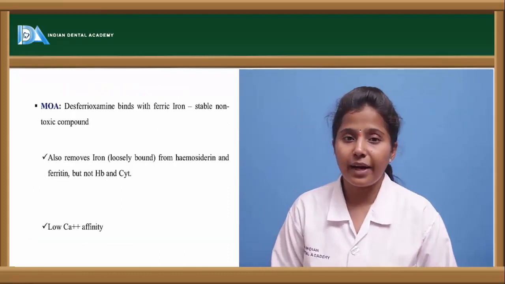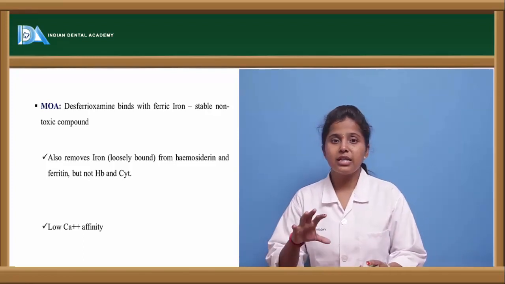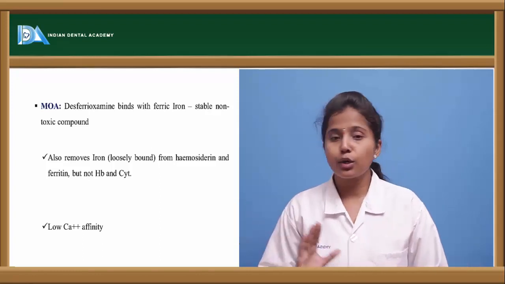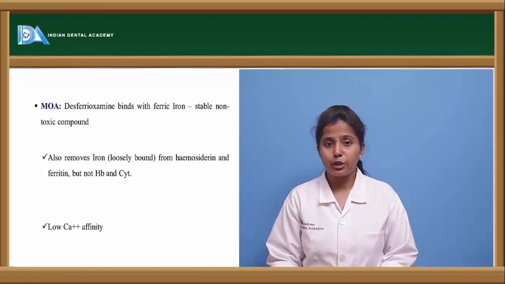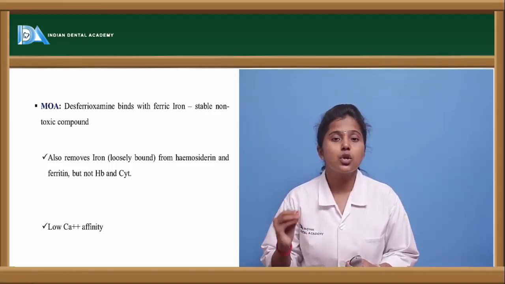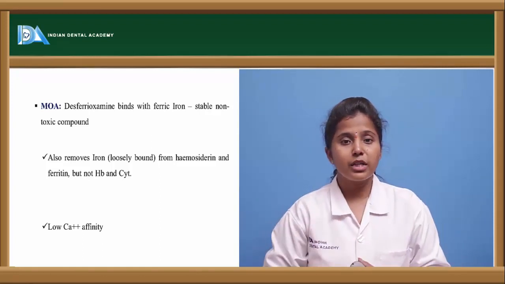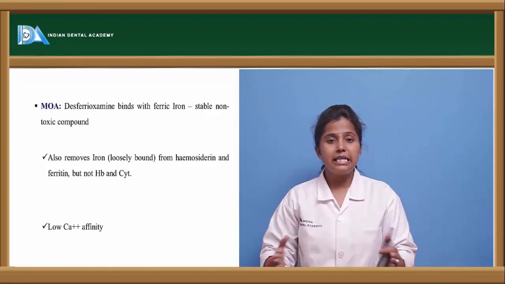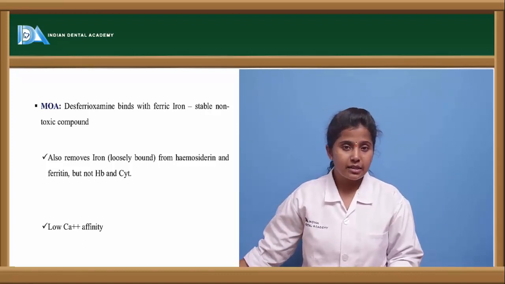What is the mechanism of action of this particular DESFERRIOXAMINE? DESFERRIOXAMINE binds with the ferric ion, Fe2+ ion, and thereby forms a stable non-toxic compound. This compound is non-toxic to the body. After forming this compound, when it enters the intestine, this metal is easily dissociable. Even though it is stable, it is easily dissociable, and it is excreted out of the body.